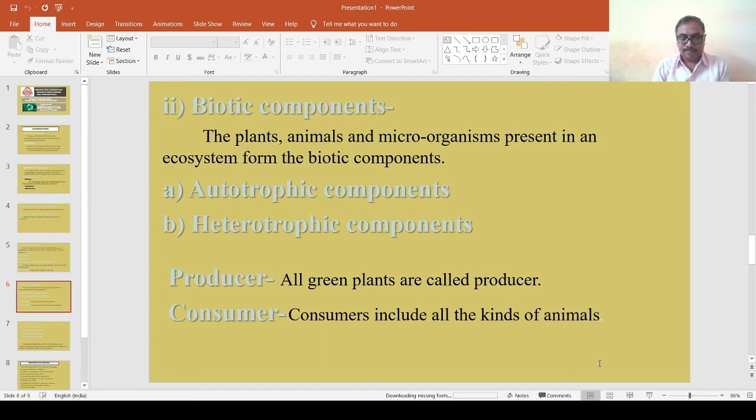This process is known as photosynthesis. The energy in the organic matter is in the form of carbohydrates, proteins, and fats. Then heterotrophic components. Heterotrophic components are animals, bacteria, fungi, etc. These components utilize the food stored by autotrophic components. Whatever food energy is stored in a plant, it is utilized by heterotrophs.